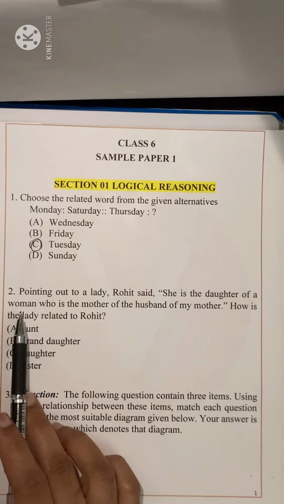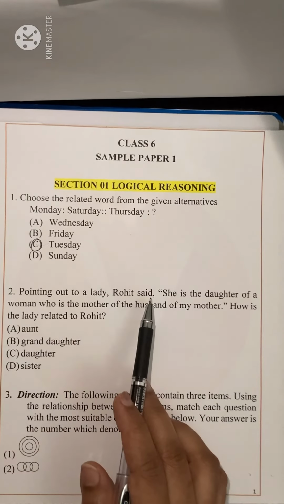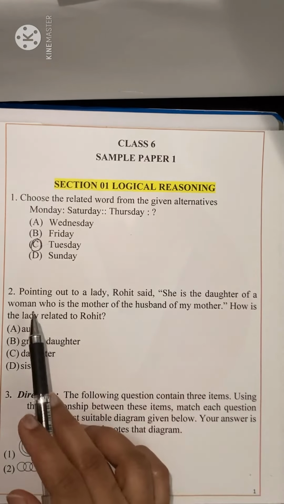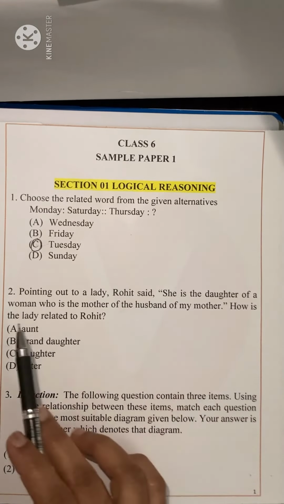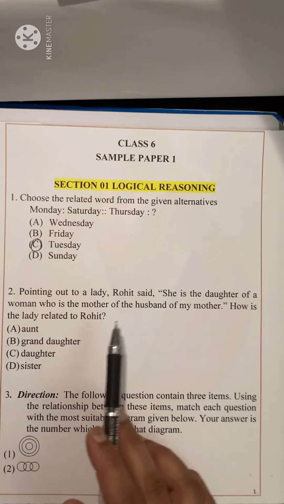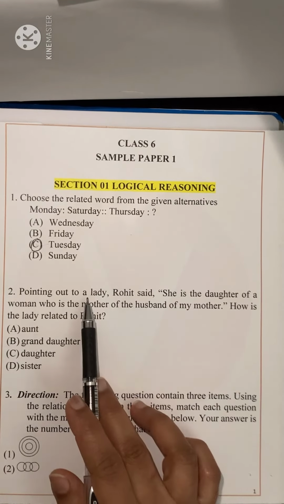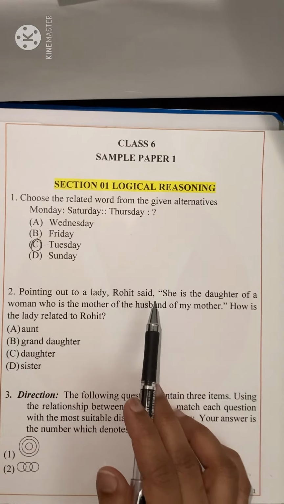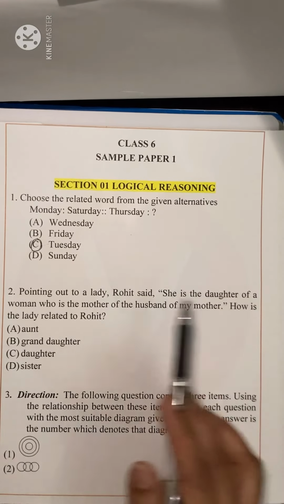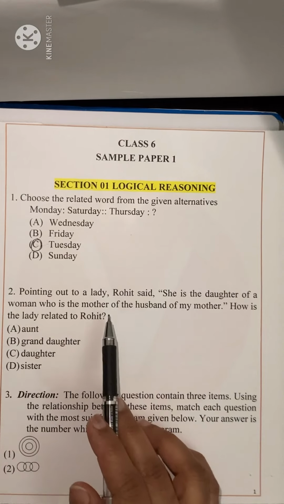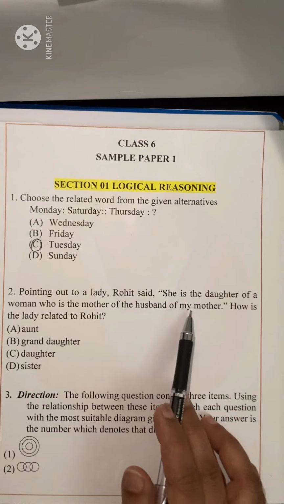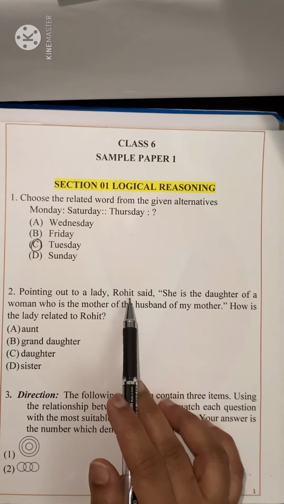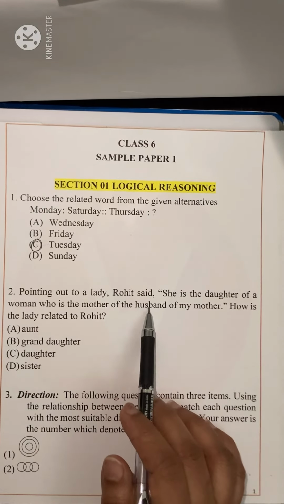Second question. Pointing out to a lady, Rohit said, she is the daughter of a woman who is the mother of the husband of my mother. How is the lady related to Rohit? So, Rohit is pointing to a lady and he is saying, she is the daughter of a woman who is the mother of the husband of my mother. So, husband of my mother means that is Rohit's father. So here Rohit is pointing to his father.